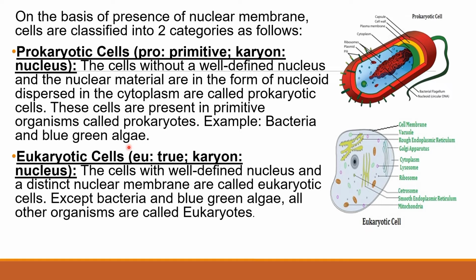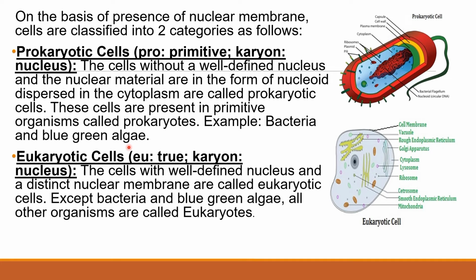So prokaryotic cells are those cells that don't have a well-defined nucleus, neither nuclear material nor nuclear membranes are present. Such types of cell we call a prokaryotic cell. Next we have another one, called the eukaryotic cell. Eu means true, and karyotic means nucleus.